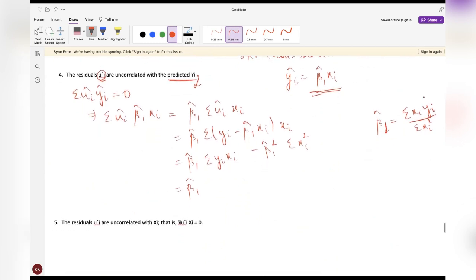Fine. So taking this to the left hand side, we will be left with beta 1 hat into summation of xi square minus beta 1 hat square into summation of xi square. Now multiplying this, it will be the same as this term. Both of them will cancel out and we will get a 0. That is what we needed to prove. Therefore, our residual and our predicted value of yi are uncorrelated to each other.